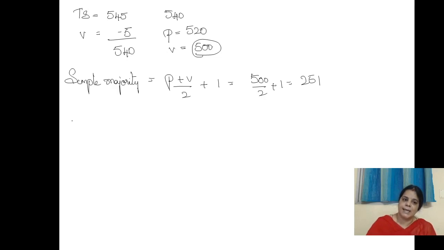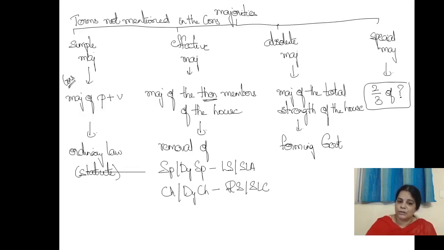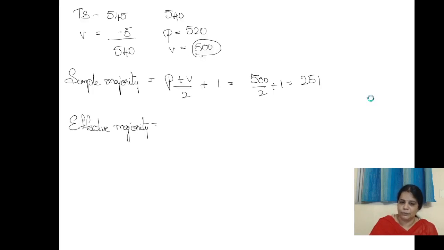This is the statistics. Now, what is effective majority? Effective majority, please remember there is a small correction. This is given as special majority in Lakshmikant, which is not correct. For your reference, I will ask you to refer to the articles that deal with removal of Speaker, Deputy Speaker, Chairman, Deputy Chairman. Very clearly, it is mentioned majority of the then members of the House. This is very clearly mentioned in the Constitution. And the wordings that are used for special majority are different. So please don't get confused about this.